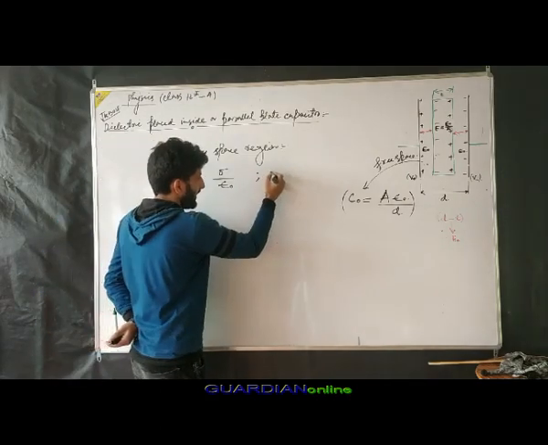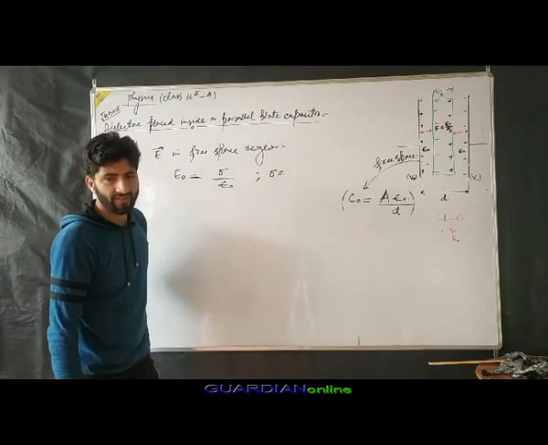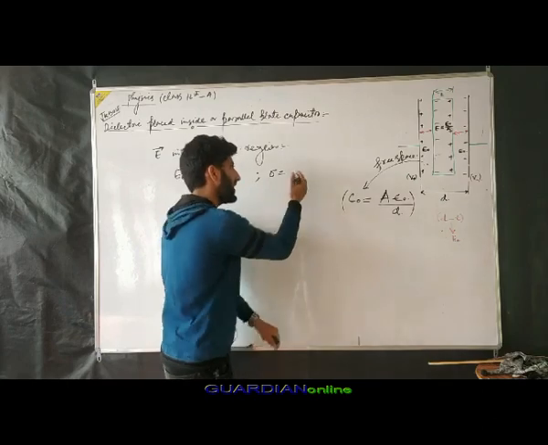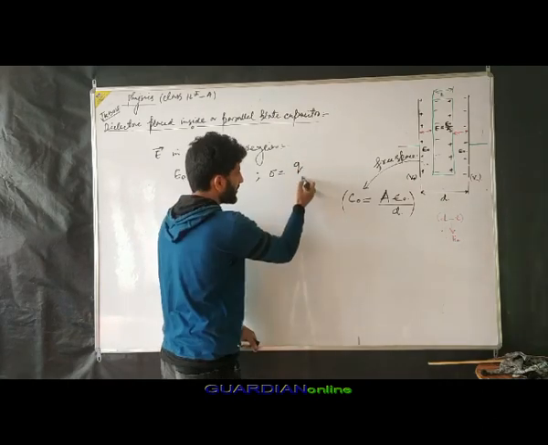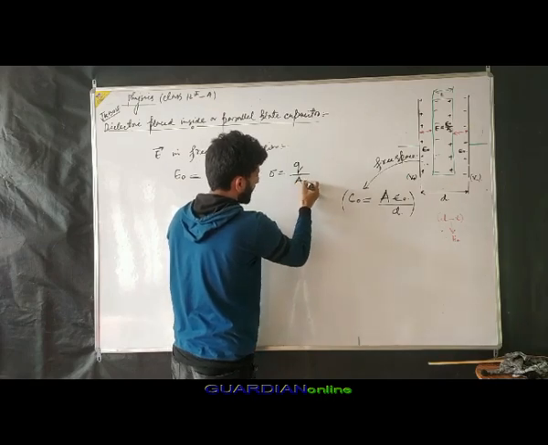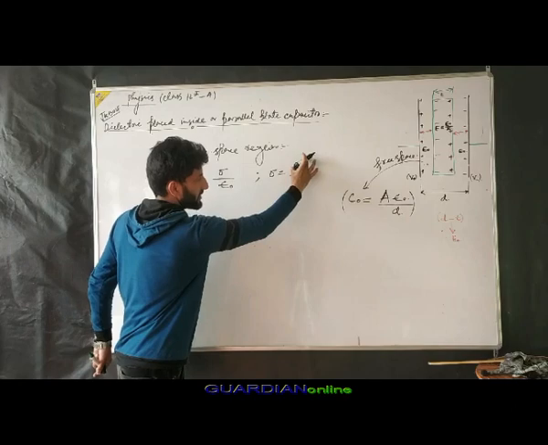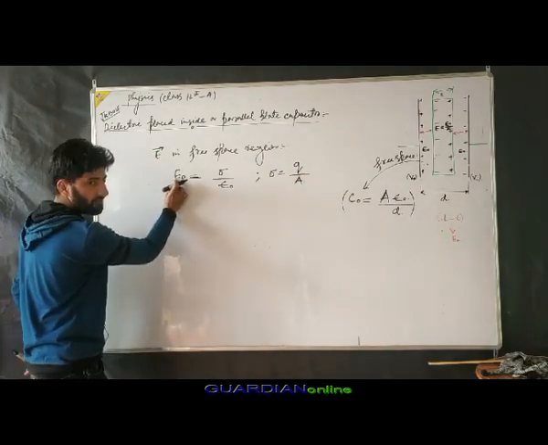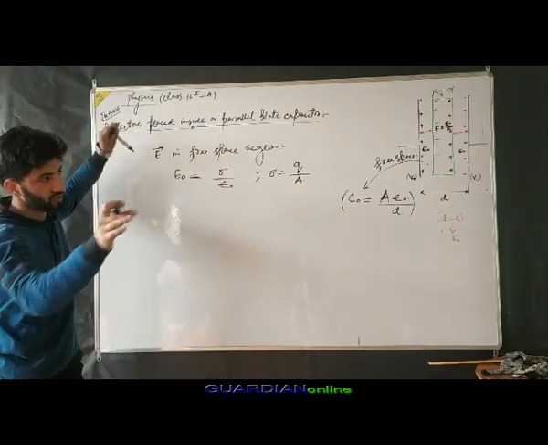We know by definition what surface charge density is. Surface charge density is simply the charge Q per unit area. So surface charge density is simply Q divided by A. Now the electric field E naught in free space is sigma divided by epsilon naught. Now let's move to the second point.